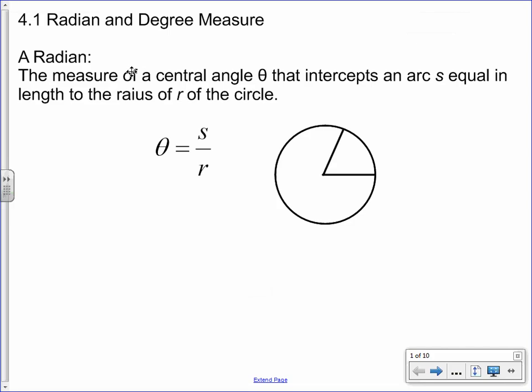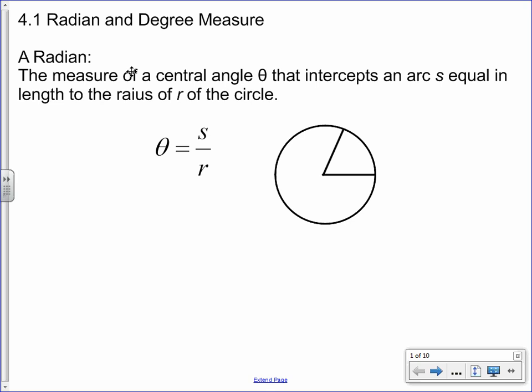All right. So a radian. Okay, we have radians and degrees to measure angles. You all know how to measure in degrees. You guys are very familiar with measuring in degrees. Radians might be a little uncomfortable for you. So let me remind you what a radian is.